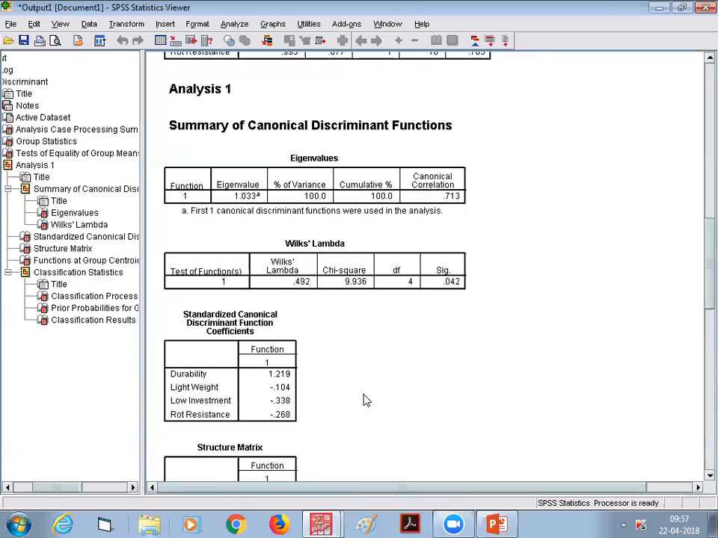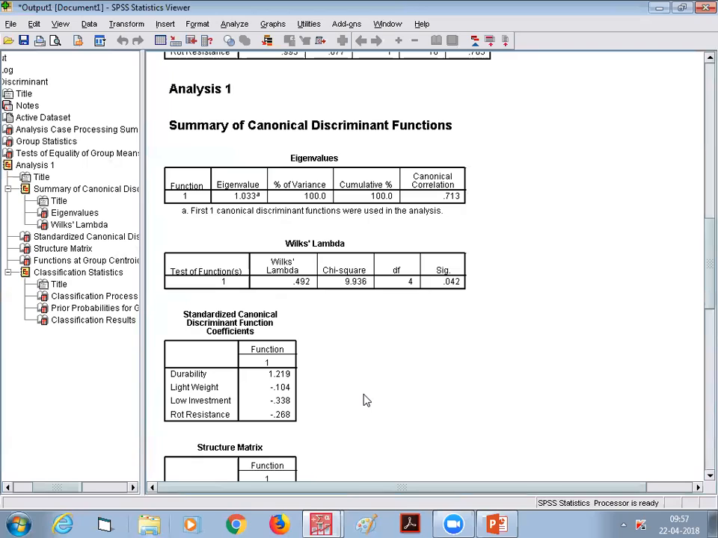You have to write that y is equal to 1.219 x1 star, because the variables are converted into standardized form. Next one is minus 0.104 x2 star. Like this, after looking into the output, you have to write the model. And you can observe here that only durability has a positive value and the others are negative values.